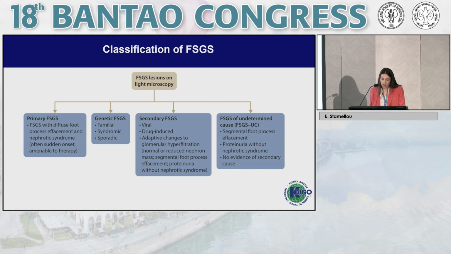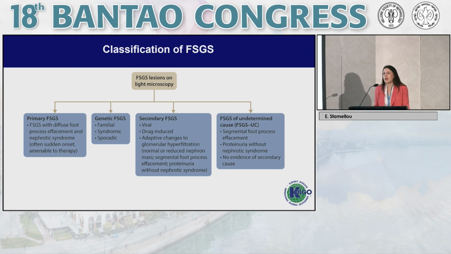So how do we classify FSGS patients in our clinical practice? This is the classification. On one side we have primary FSGS, with patients with abrupt onset of nephrotic syndrome and diffuse foot process effacement. Then we have secondary FSGS, with completely distinct etiologies, viral and drug-induced, which is quite different from maladaptive, adaptive changes to glomerular hyperfiltration. We have genetic FSGS, which can be familial, syndromic, or sporadic. And we still have some patients in whom we cannot determine the etiology of the disease.